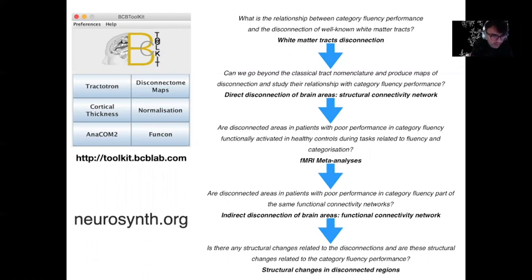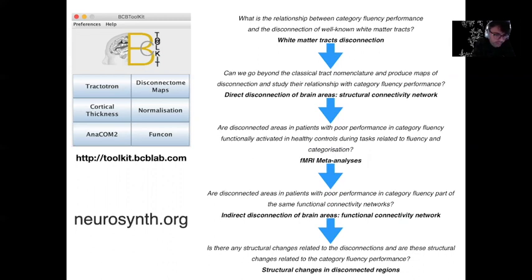Then we'll explore whether this network of areas, which when disconnected leads to a deficit in category fluency performance, is a match with the areas that are classically activated during fMRI for tasks involving fluency, the production of language, and the manipulation of categories. And for that, we'll use a meta-analysis of fMRI data.